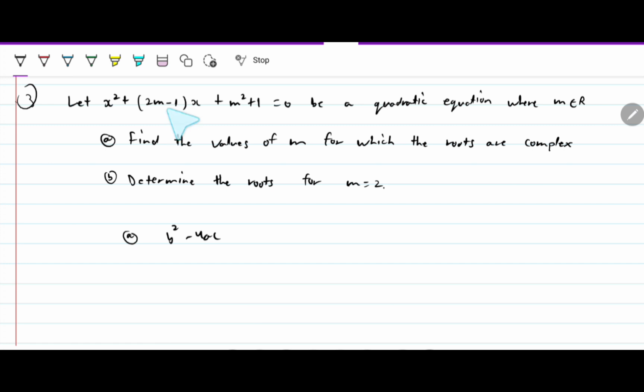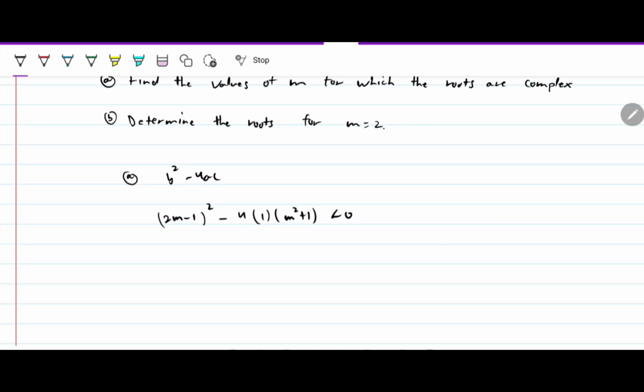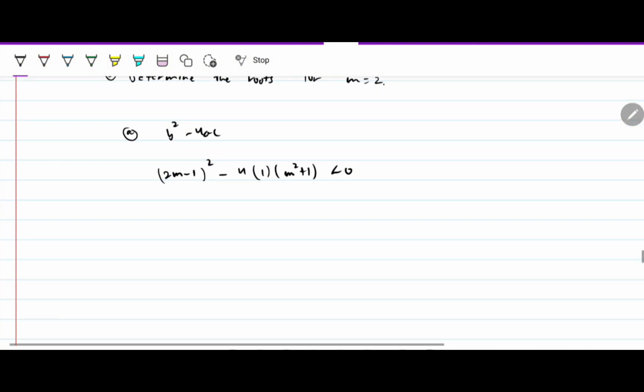And the b in this case would be this entire 2m minus 1 as the coefficient of x, right? So I got (2m minus 1) all squared minus 4 times a, which is 1, times c. The c is a constant. The c is this whole thing, m squared plus 1. And the condition was for this discriminant to be less than 0. So let's solve this inequality now.